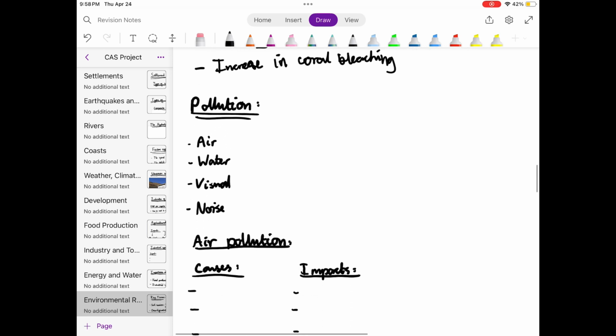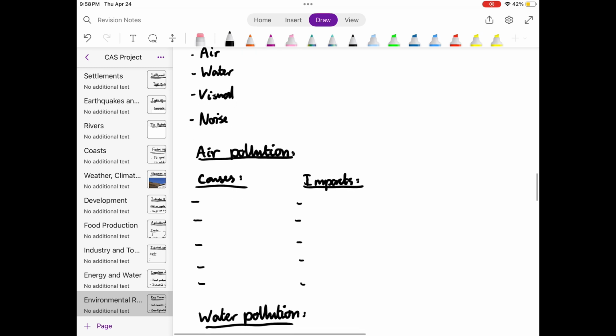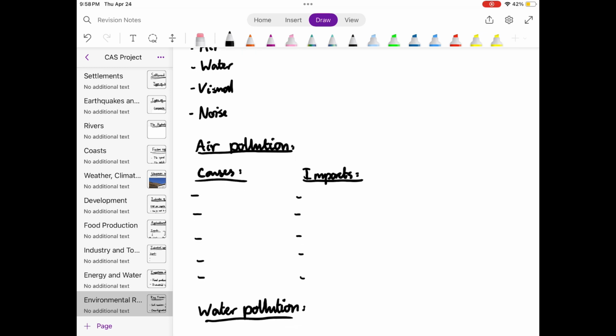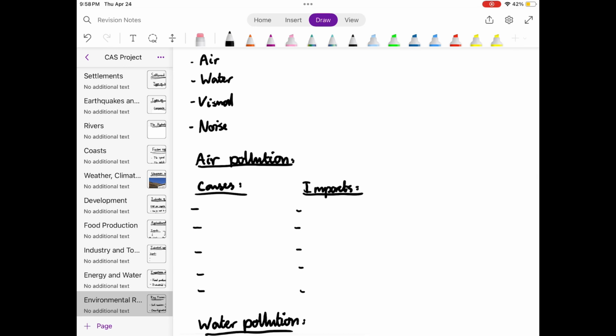So now we're going to be looking at pollution, and there are four main types of pollution. So there's air pollution, water pollution, visual pollution, and noise pollution. And we're going to be looking at the causes and impacts of each. So air pollution is basically when the air is contaminated with toxic particulates, so carbon dioxide, methane, sulfur dioxide, etc.